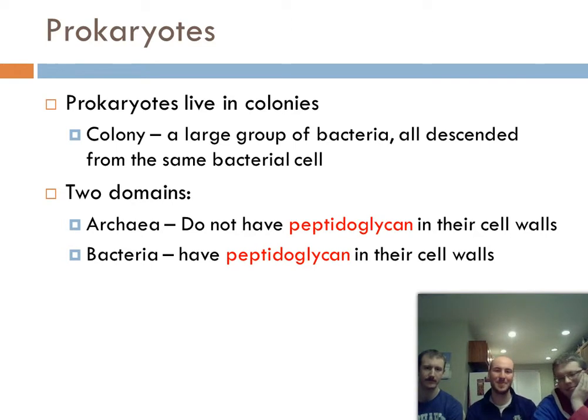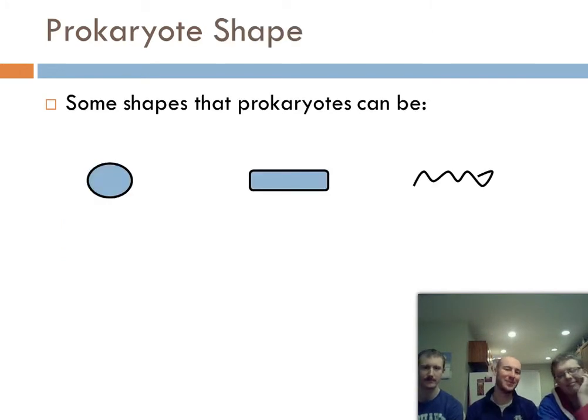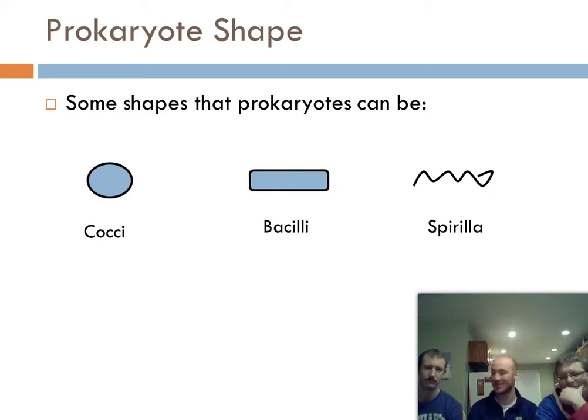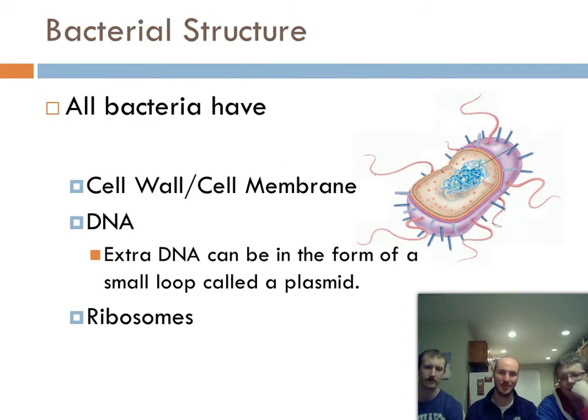So anyway, there are a few shapes that prokaryotes can be. You have the cocci, the bacilli, and the spirilla. I remember spirilla really well because it looks like a spiral. So we call bacilli rod-shaped and cocci are round. Like strep throat is streptococcus, and it's a round-shaped bacteria.